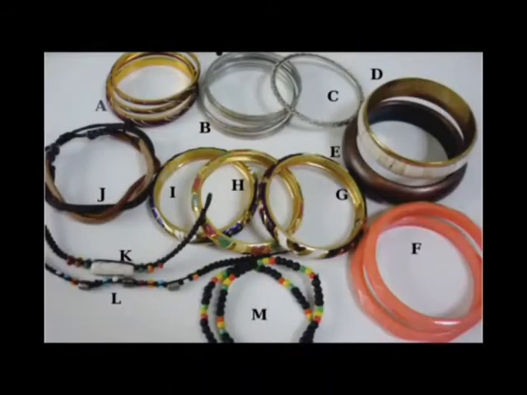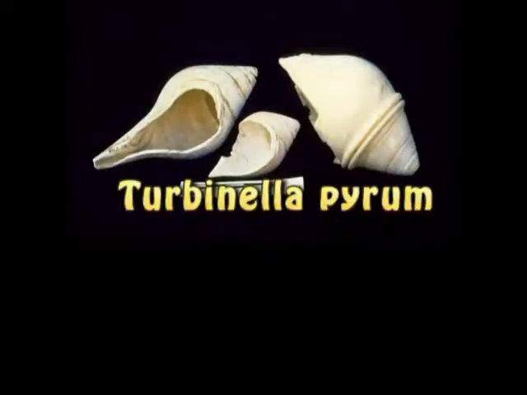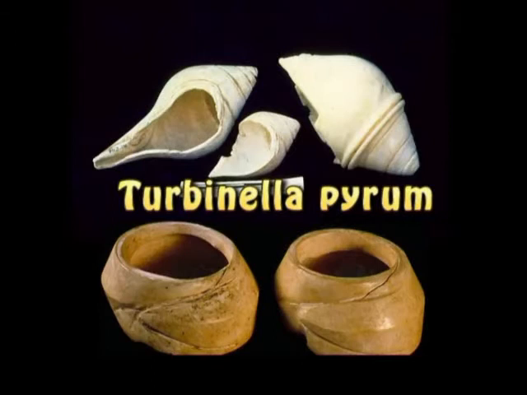You're all aware of the shell bangles that we still find now. In the Harappan system, it is very interesting that you find sometimes the entire sequential representation of the manufacturing techniques of some of these objects. The species that was most well exploited was the Turbinella pyrum, which is actually the conch shell. Turbinella pyrum was used for making shell bangles.